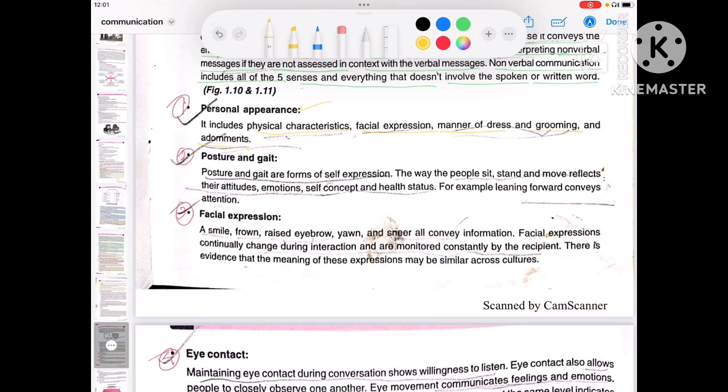Okay, so next one is posture and gait. Posture and gait are forms of self-expression. The way people sit, stand, and move reflects their attitudes, emotions, self-concept, and health status. For example, leaning forward conveys attention. So think about the celebrities. Okay, how will they come?